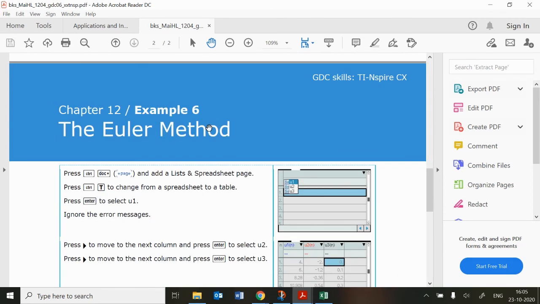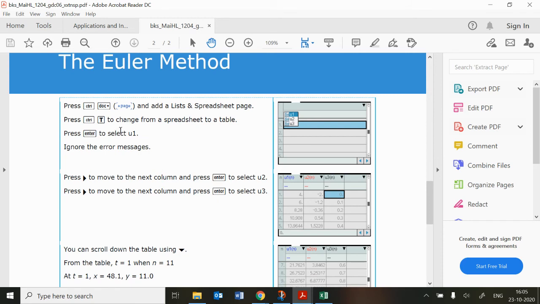Okay, so press enter when you're finished, and then you're going to need to go to document and add a page, control document, add a page, and then we're going to add lists and spreadsheets. Okay, so press Control T to change from a spreadsheet to a table, and then press enter to select U1. So we're going to put U1 in here in this table. So Control T brought us to a table. We'll put U1 in here.